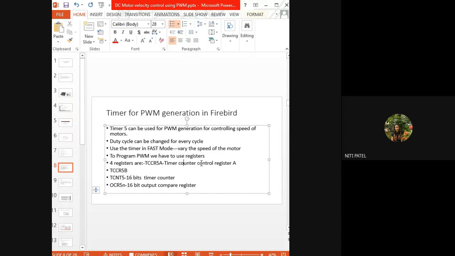Let us see what is this TCCR5A. It is timer counter control register A. Timer for T, counter for C, control for C, R register, 5 because it is timer 5, and register name is A. Same, timer counter control register 5B. Name of the register is 5B. Then we have only timer counter 5, which is of 16 bits. And we have output compare register, which is of 16 bits. Okay? So these 4 registers are used, along with the timer and the counters, for generating these PWM waveforms.